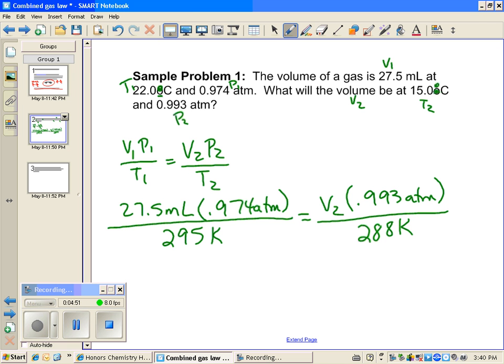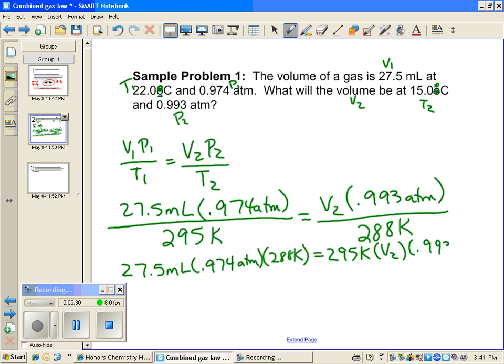The easiest way to do this problem then is to cross multiply. What I'm going to say is 27.5 times 0.974 times 288. I'm just going to write that out just so you'll be able to see what I'm doing. Equals, I'm going to cross multiply, 295 times V2 times 0.993 atmospheres. Now that I've got that, notice that I have V2 over here. I need to get that by itself. So I'm going to divide both sides by the 295 and the 0.993. When I do that, and again, I'm going to write this out.